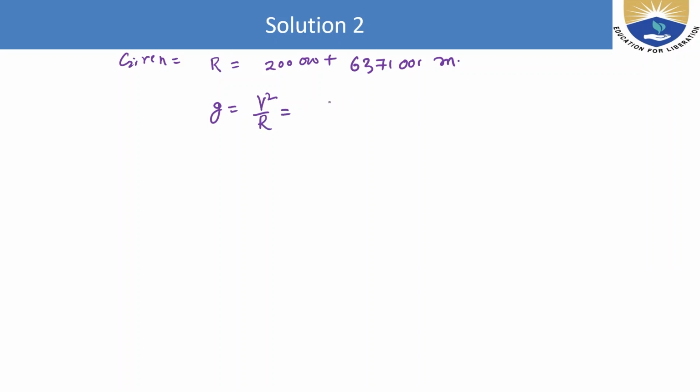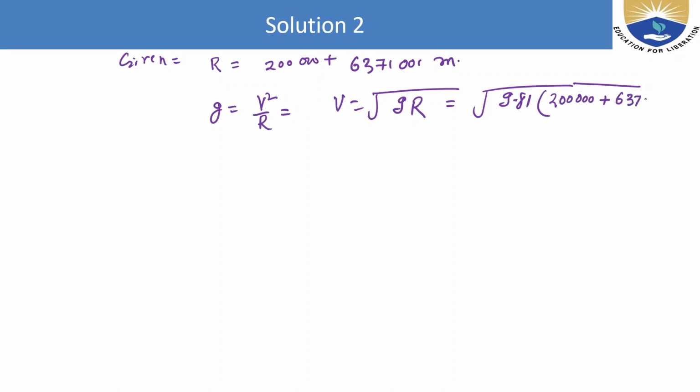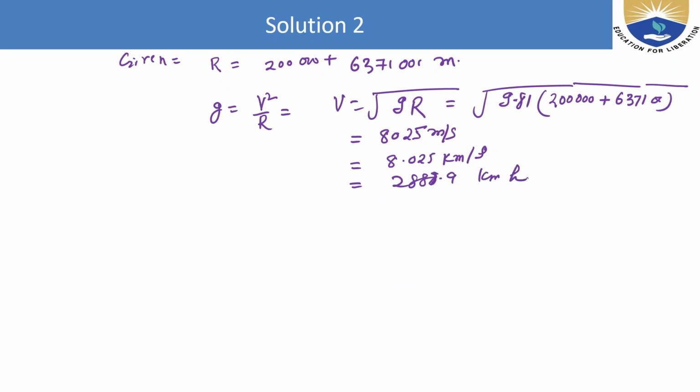V is equal to under root G into R. Under root, G is 9.81 and R is 200,000 plus 6,371,000. So you will get velocity equal to 8025 meter per second, or 8.025 kilometer per second, or 28,889 kilometers per hour.